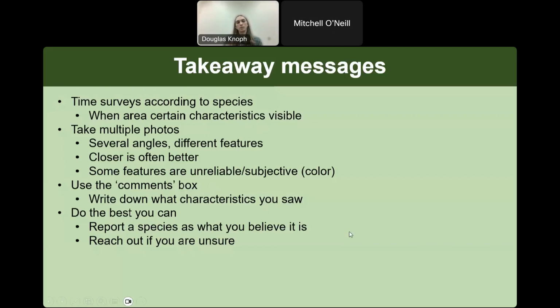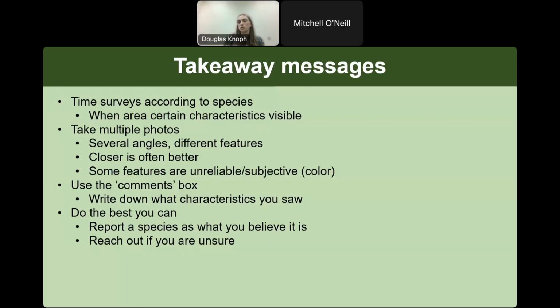And the biggest all-encompassing thing is doing the best you can. Obviously, it's not always going to be the best conditions. The lighting will not always be perfect. Your plant will not always be in flower. Your bug is not going to stand still for a photo opportunity. But we ask that you just capture as much as you are able to, and report it as what you believe the species to be. There is no penalty for being wrong. The worst thing that happens is we'll delete the record and reach out to you and say, hey, this wasn't actually what you thought it was.